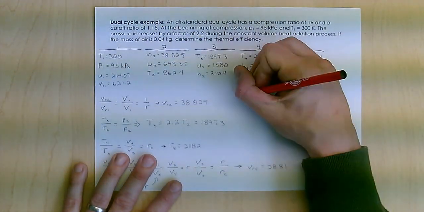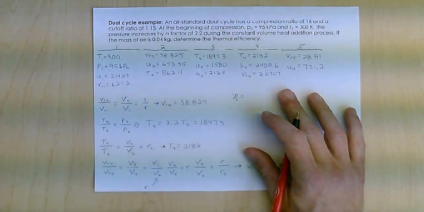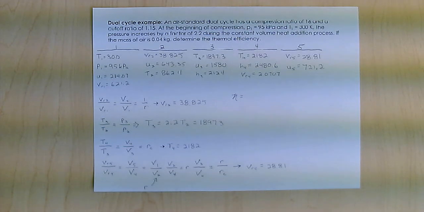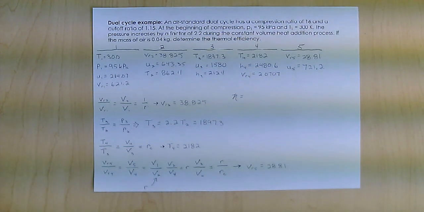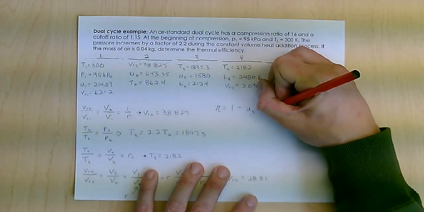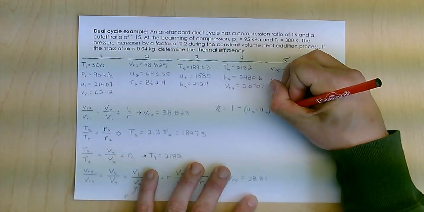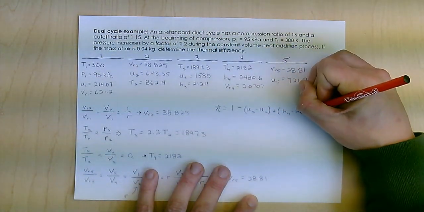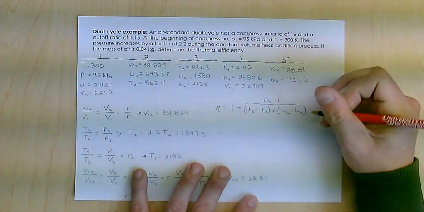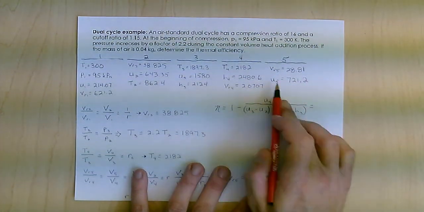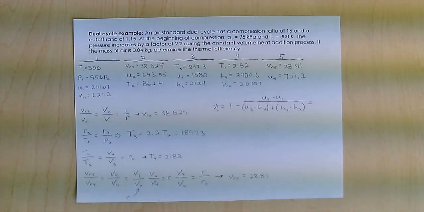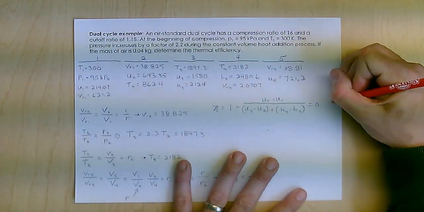My thermal efficiency, by definition for a dual cycle, is, sorry, let me make sure I get the equation right. It's going to be 1 minus, and then on the bottom it's U3 minus U2 plus H4 minus H3, these are the Q ins. Q out is U5 minus U1. So again, knowing all of my states here, I can easily calculate my thermal efficiency. And I find my thermal efficiency to be 60.8%.